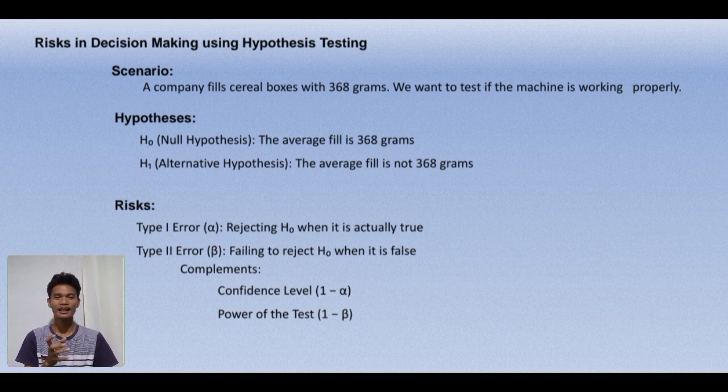The chance of making a type 1 error is called alpha, and it's usually 5%. The complement of that, 1 minus alpha, is the confidence level. That's how confident we are in our conclusion. For type 2 error, the chance is called beta. The complement, 1 minus beta, is the power of the test, which tells us how likely we are to detect a real problem. So, in hypothesis testing, we always face this risk, but by setting alpha and increasing power, we make better and more confident decisions.